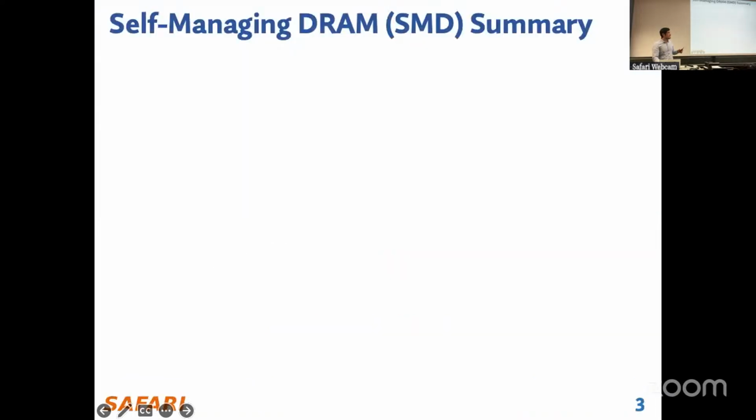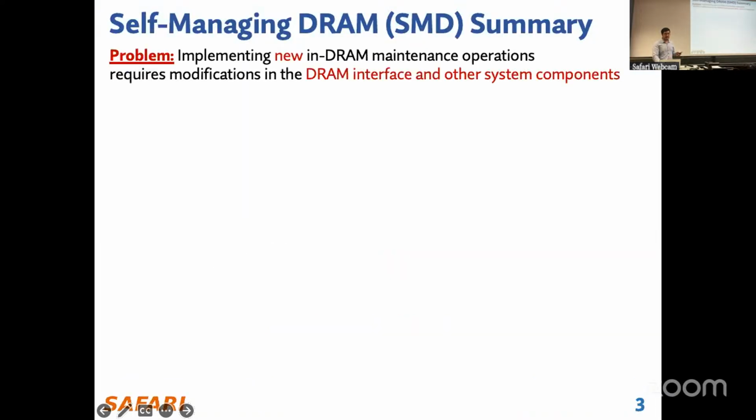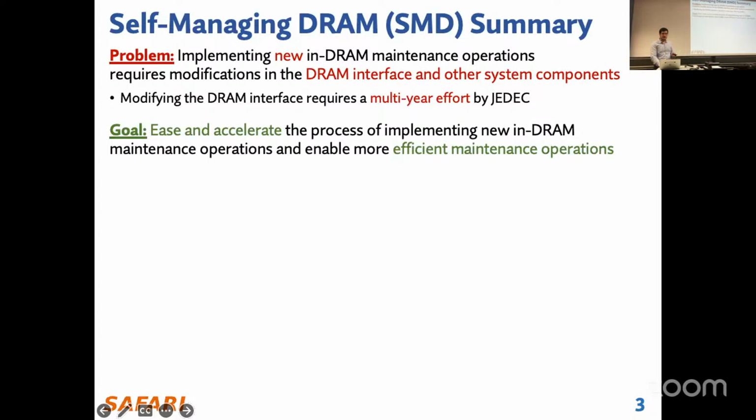Okay, so I'll start with a brief summary. The problem is implementing new in-DRAM maintenance operations, such as better RowHammer protection, implies changes in the DRAM interface and changes in other system components like the memory controller. Modifying the interface, however, is quite an involved process that typically takes multiple years. And our goal is to ease and accelerate the process of implementing new efficient in-DRAM maintenance operations.